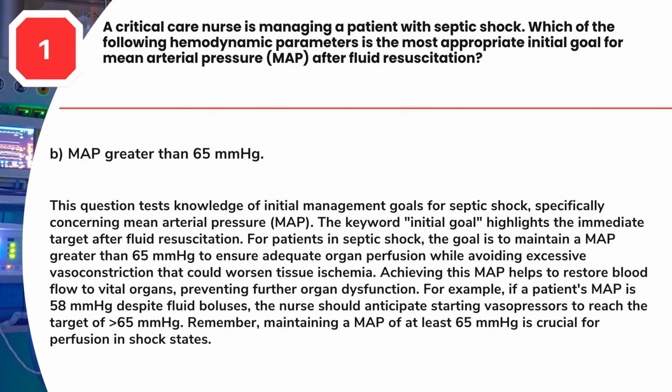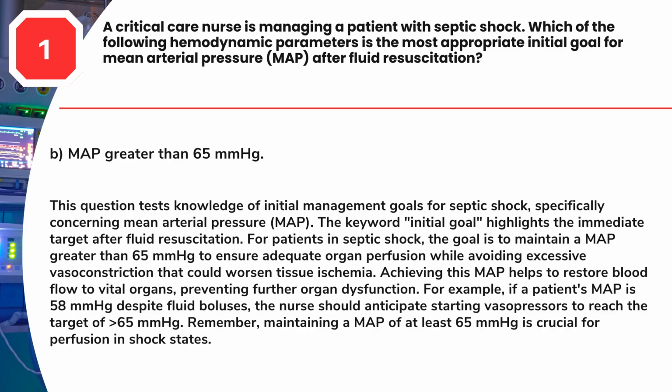Answer, B. MAP greater than 65 mm of mercury. This question tests knowledge of initial management goals for septic shock, specifically concerning mean arterial pressure, MAP. The keyword initial goal highlights the immediate target after fluid resuscitation.